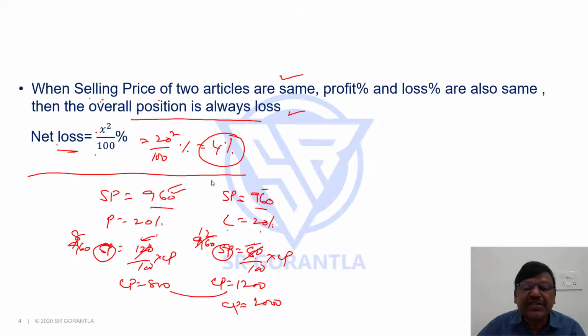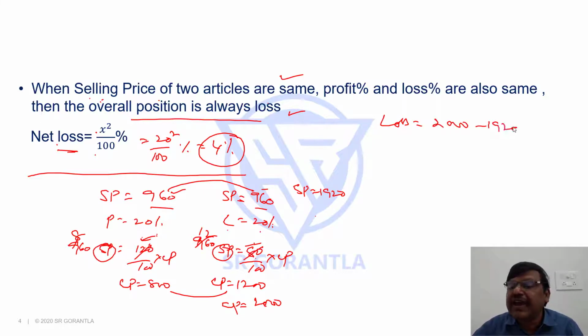But overall selling price is how much? 1920. So overall there is a loss or not? What is the loss? Cost price is more than selling price means there is a loss. 2000 minus 1920, 80 rupees is the loss. What is the loss percentage?